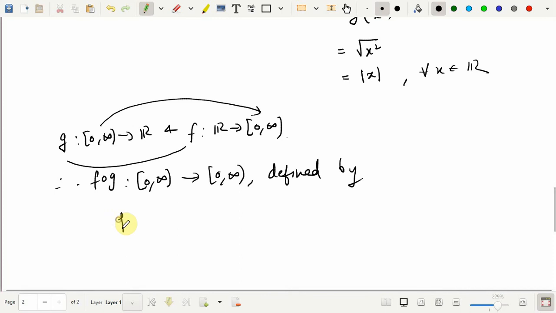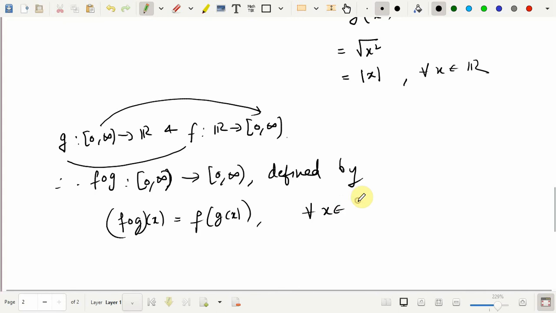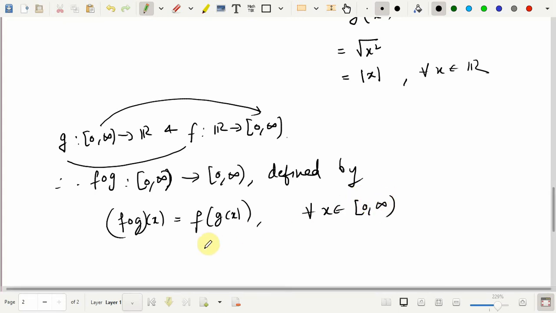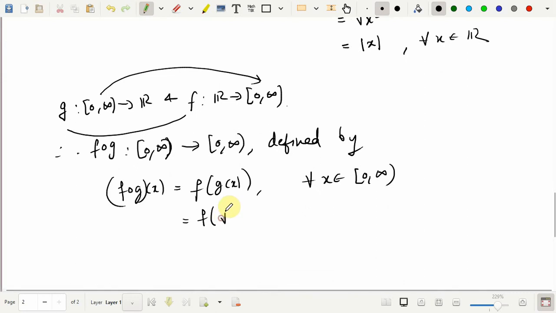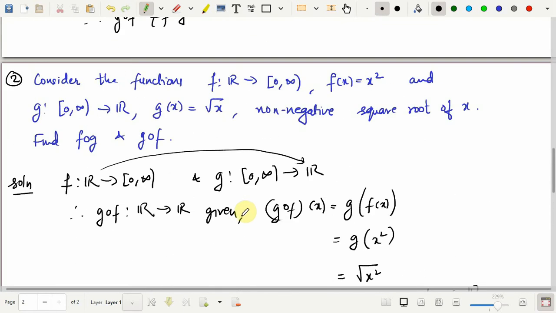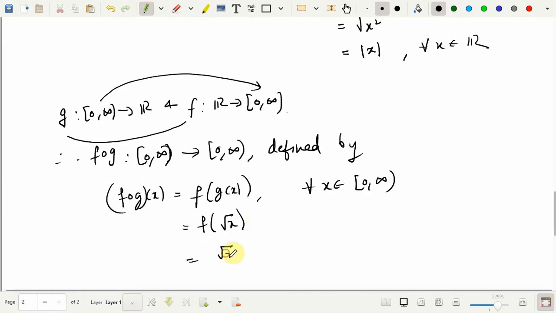So 0 comma infinity to 0 comma infinity defined by, so let's see the definition, f composite g evaluated at x. Now this x is coming from 0 comma infinity, this is open, f of g of x. Okay, now this is for each x in 0 comma infinity, a non-negative x. Now how is this g of x defined? g of x is defined as root of x, and f at any point is defined as a square of it. So this is going to be a square of root of x.